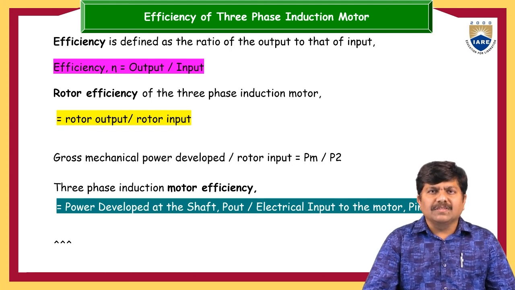Suppose you are taking rotor efficiency, what is the rotor input? Rotor input is nothing but the air gap power, or stator output power, or rotor input power. Rotor input power we have represented with P2, and rotor output is nothing but the gross mechanical power developed by the rotor. So rotor efficiency is nothing but Pm by P2, the rotor output to the rotor input. Finally, the 3-phase induction motor efficiency is nothing but the power developed at the shaft, P out, to the electrical input to the motor, P in.